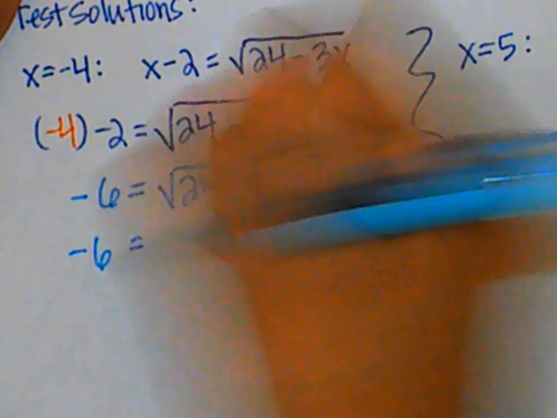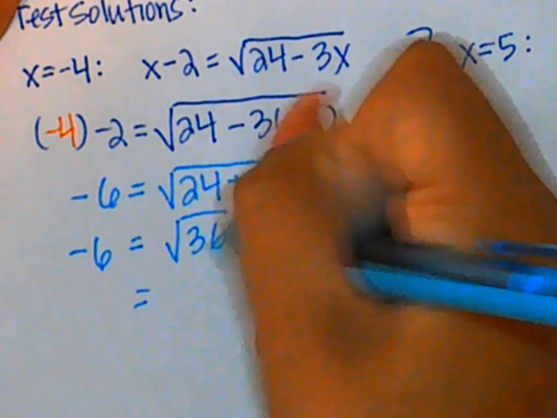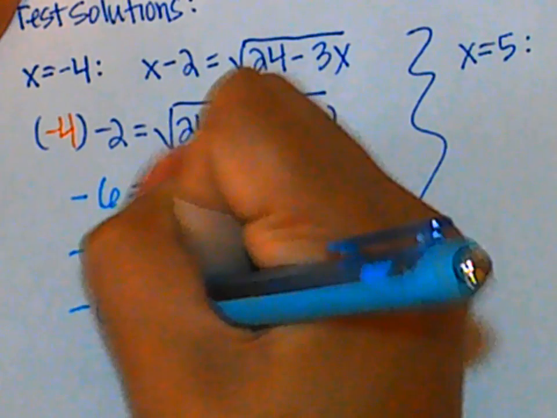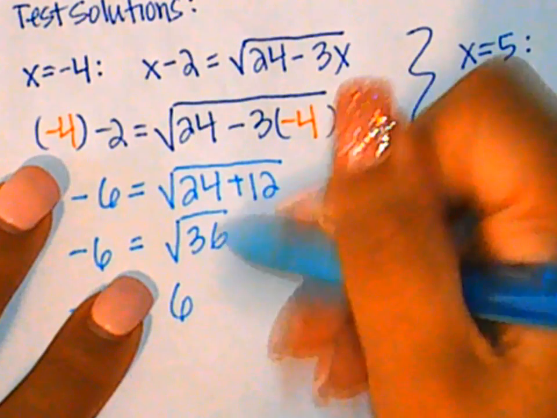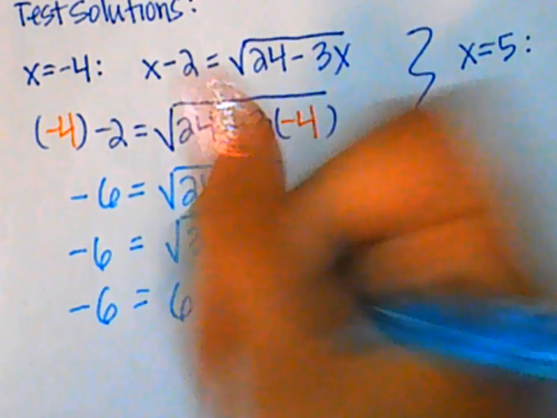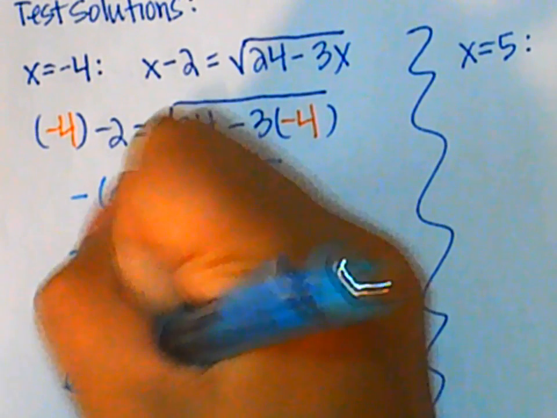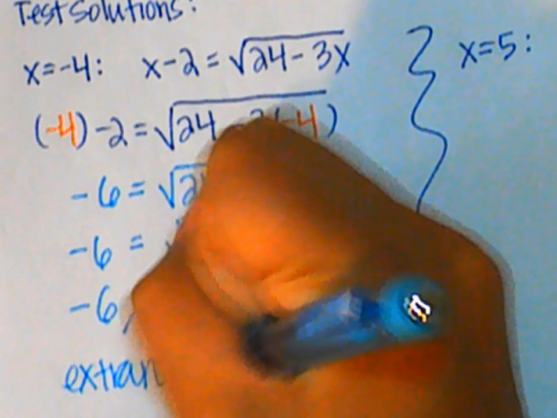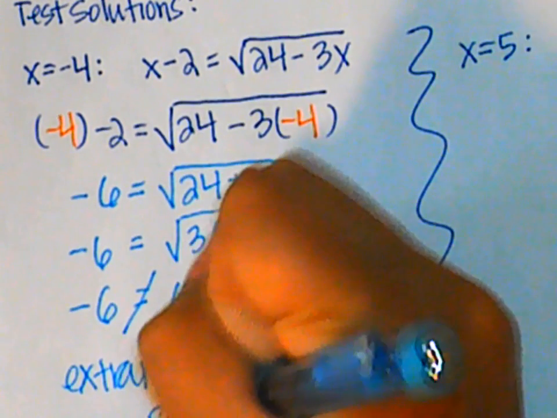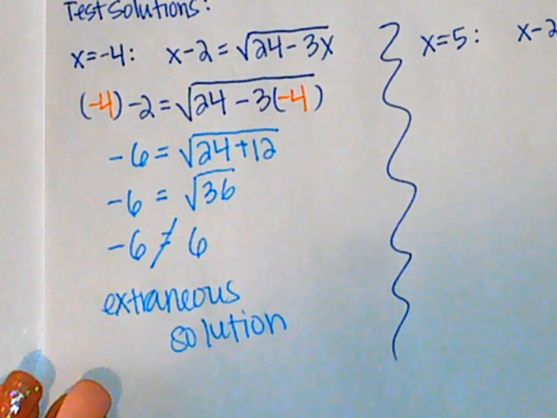Bring down my negative 6. That gives me 36. The square root of 36 is 6. So remember that we're only using the positives when we do square roots in this chapter. Therefore, negative 6 does not equal 6. And this would give us an extraneous solution, meaning it's wrong. We don't want to use that one.